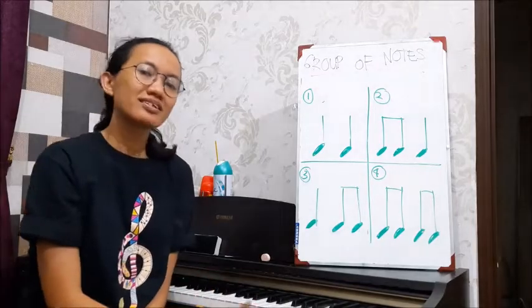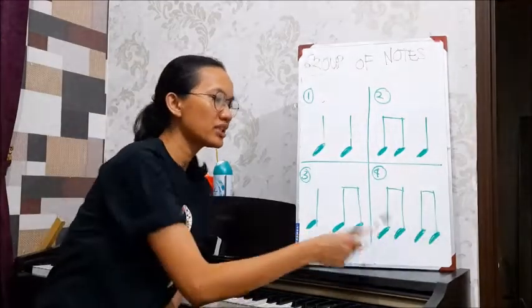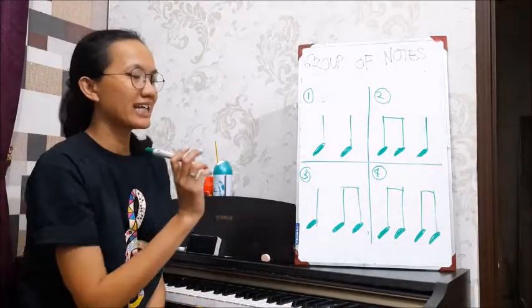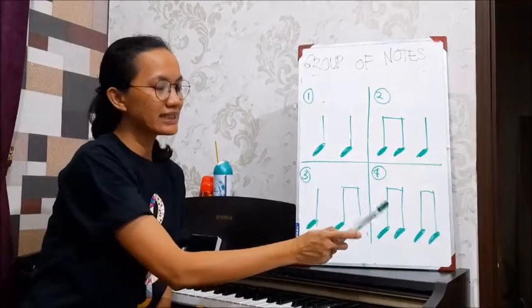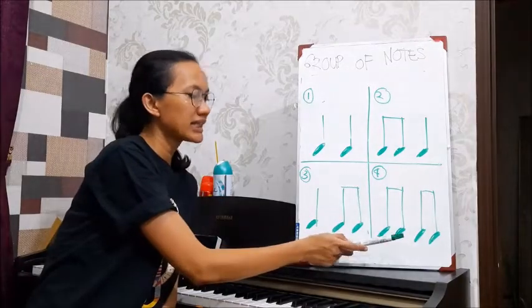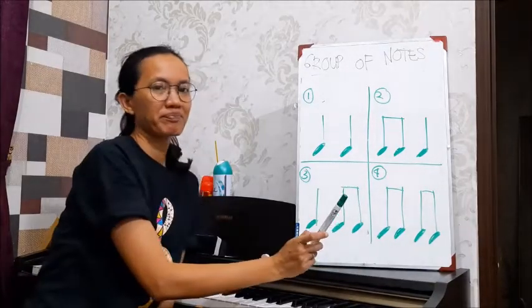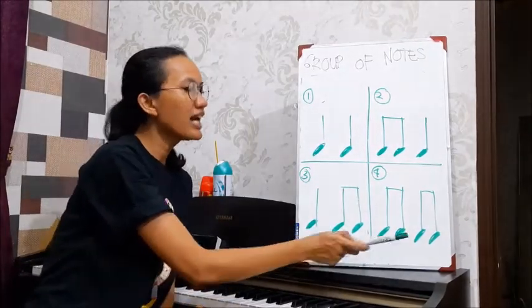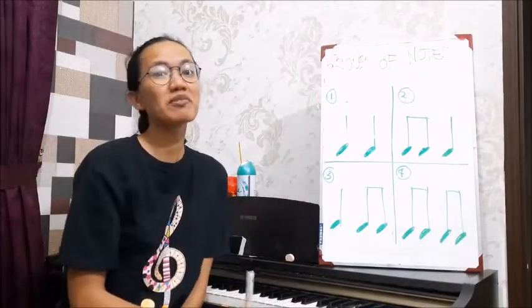The last one, number 4. All of them is the same. It's the combination of 4 quavers. Let's do number 4. This is the tempo, 5, 6, 7, 8. Ta ta ta ta. Okay, I'm doing it again. Ta ta ta ta. Number 4.